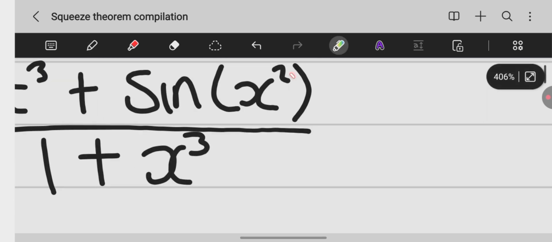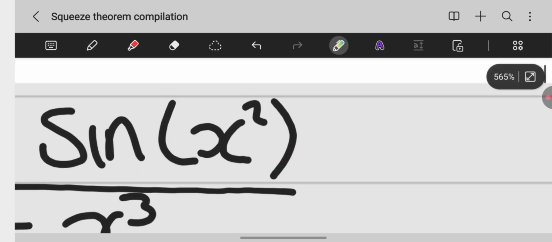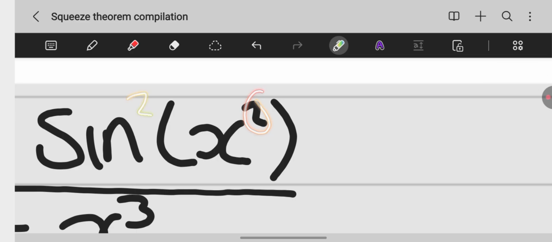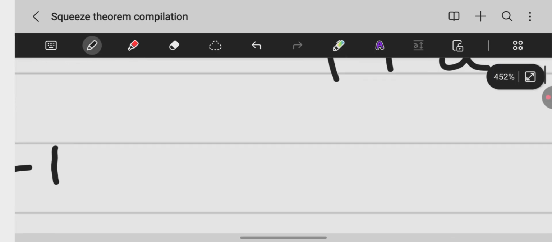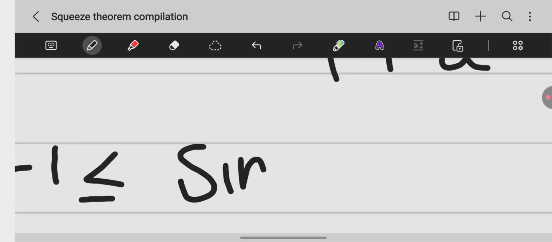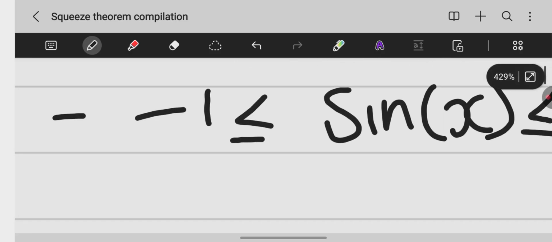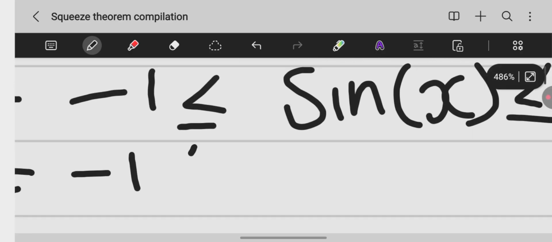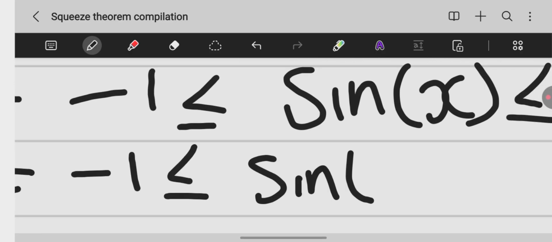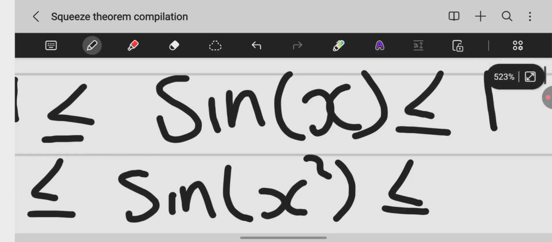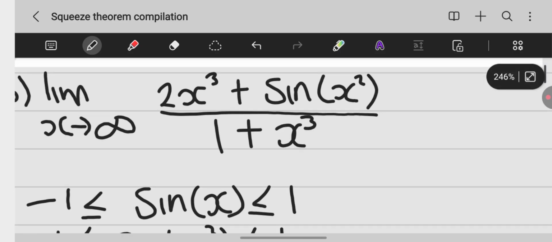So yeah, I also want to highlight that you should be careful with your angles. This squared is not here, so you wouldn't use the 0 up to 1. You basically want to use negative 1 to 1. So you would have negative 1 less than or equal to sine x less than or equal to 1, and the next step would be negative 1 less than or equal to sine x squared less than or equal to 1. Like I said, the angle really does not change anything.